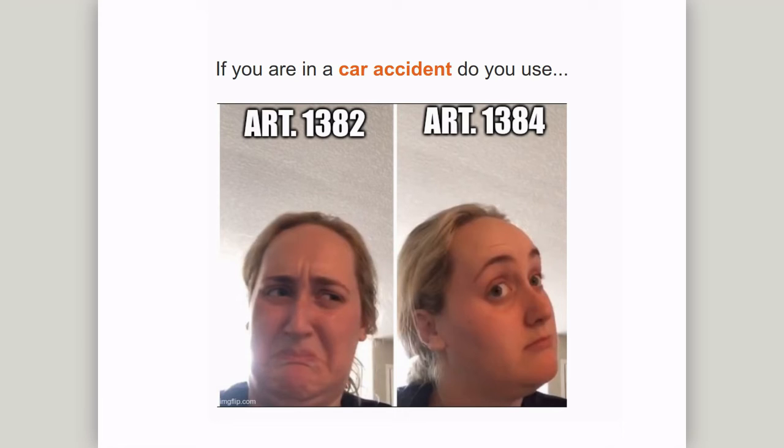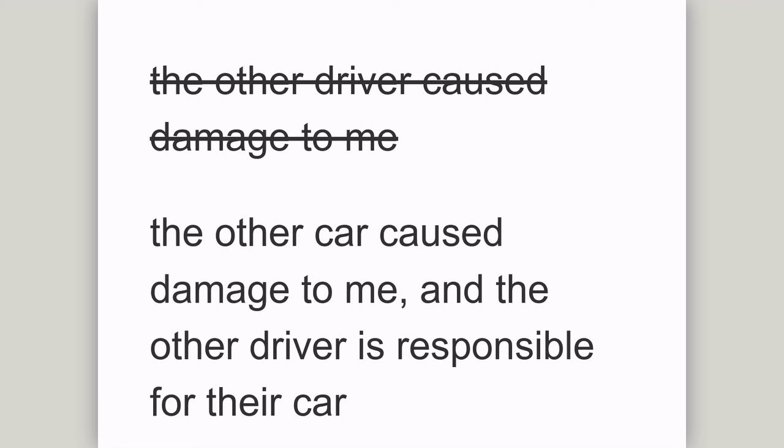There is just one problem. If you want to use this Article 1384, you can't say, the other driver damaged me in my car. You have to say, the other car caused damage to me, and the other driver is responsible for that car. This sounds a little bit stupid. It sounds as though in France, drivers don't crash cars, cars crash themselves. But in a series of cases, the French courts ultimately decided that this was a better route than using Article 1382 for traffic accidents.